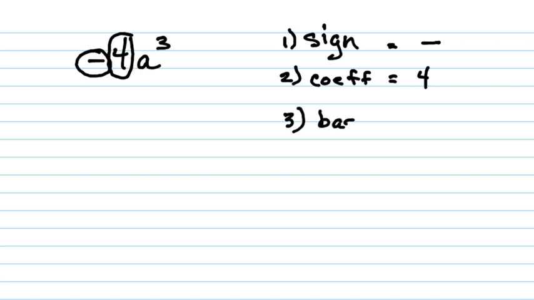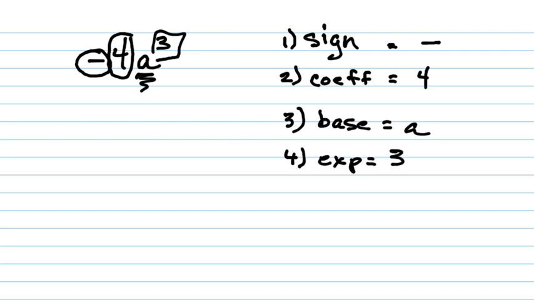What's the next part? Well, the base, which is the variable, right? And what is the base or variable here? A. And on every base, whether you see one or not, there is an exponent or an index or a power. I don't care which word you use. You make yourself happy. And what is the exponent here? The 3. Okay? And they're all there whether you see them or not.